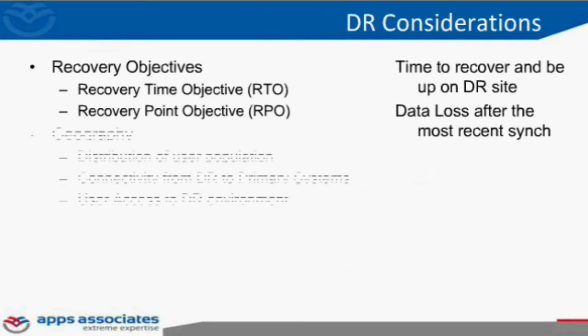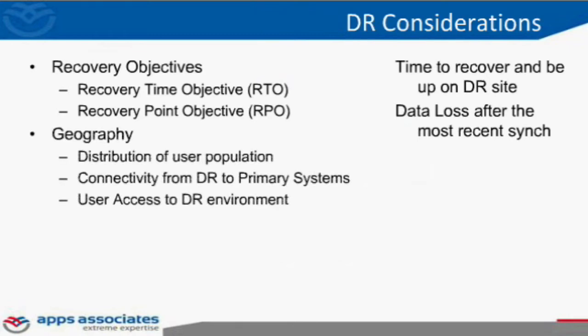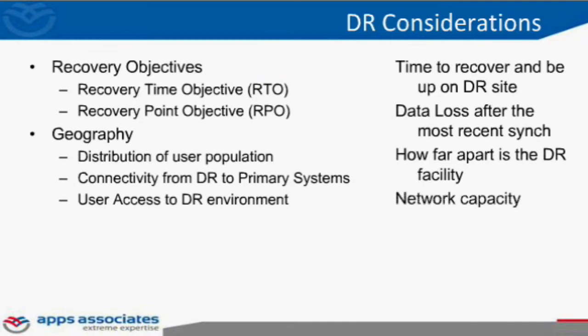The geography is an important consideration. Where are the organization's users distributed globally within the country, North America? And what are the connectivity requirements between your physical environment and the primary environment, and in the disaster recovery environment? And how are users going to access the disaster recovery side? How much network capacity would be required between the primary and the disaster recovery systems for the various synchronization activities that have to be performed.